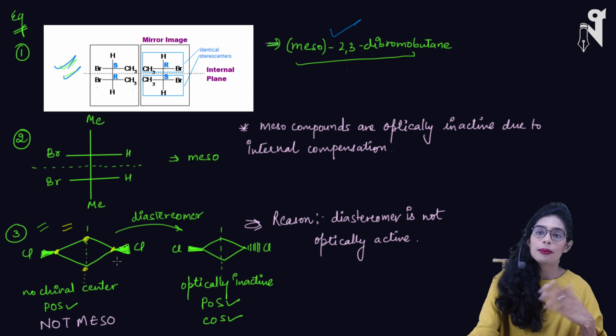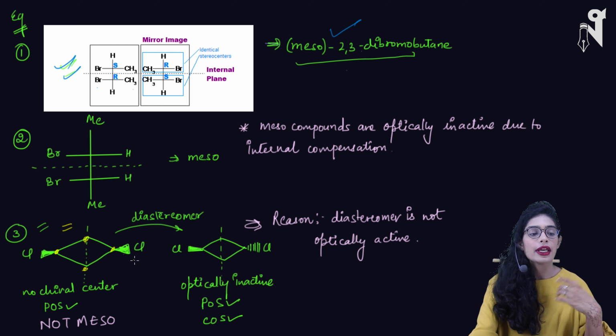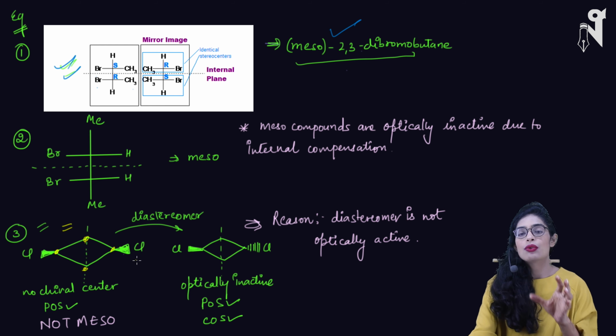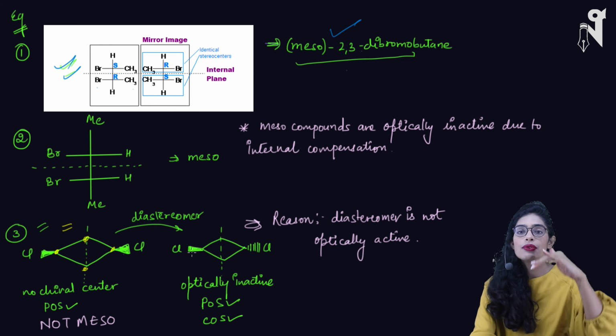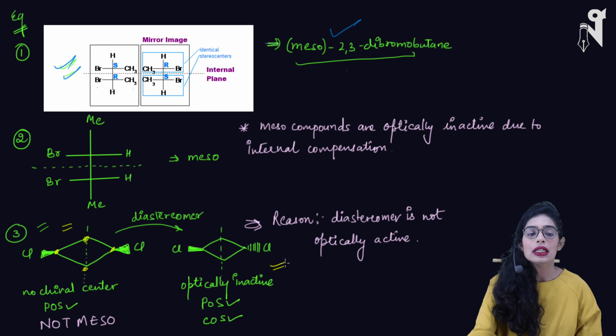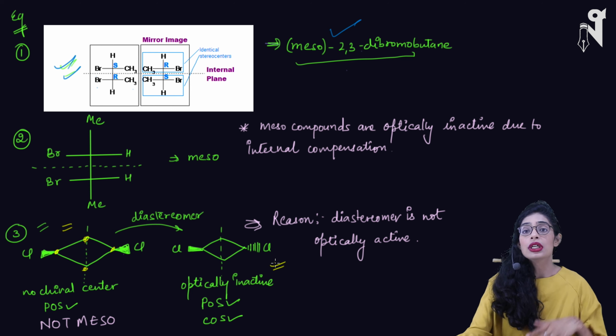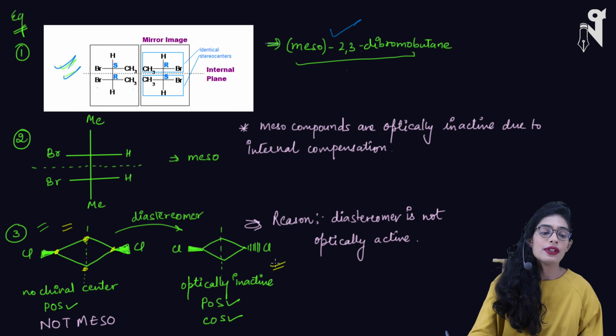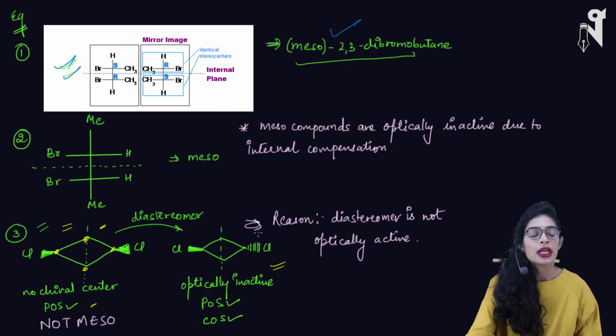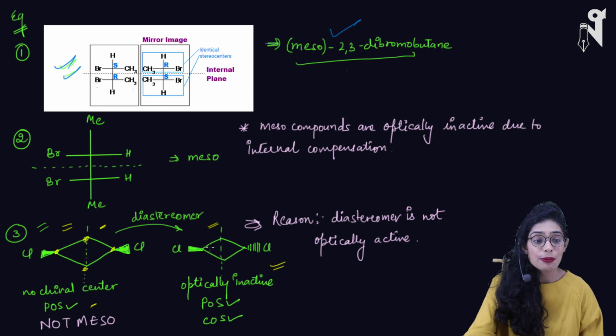Let's see one more thing. If I change the configuration a bit, what will happen? It will form a diastereomer. If one chlorine is coming towards the viewer and one is away from the viewer, that is a diastereomer of it. The second condition was that the diastereomer must be optically active. This itself is not optically active. Why? Because a plane of symmetry is present over here. Now look at the other compound which I have formed by changing the configuration. Is it optically active? No, because it has a plane of symmetry also.